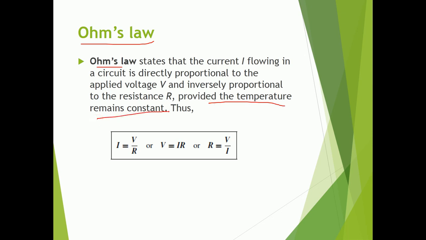So this is a very important point over here. The temperature remains constant, because if the temperature is going to change, the value of resistance will also change. Hence, voltage and current will not obey Ohm's law. That is, I is equal to V by R, or V is equal to IR, or R is equal to V by I. If any two quantities are available with us, we can easily calculate the value of the third quantity.